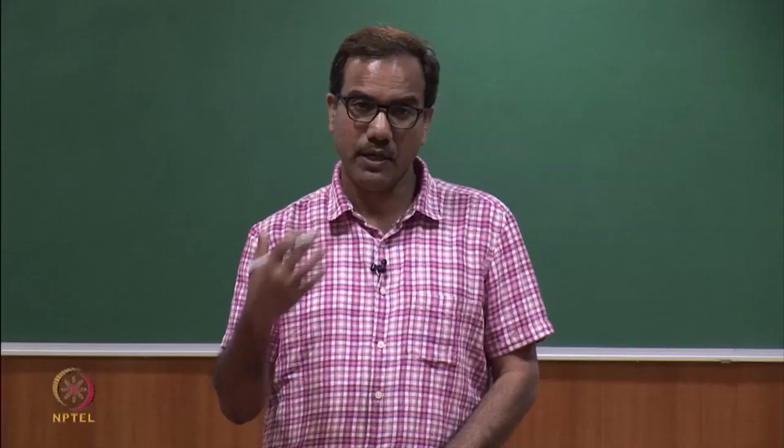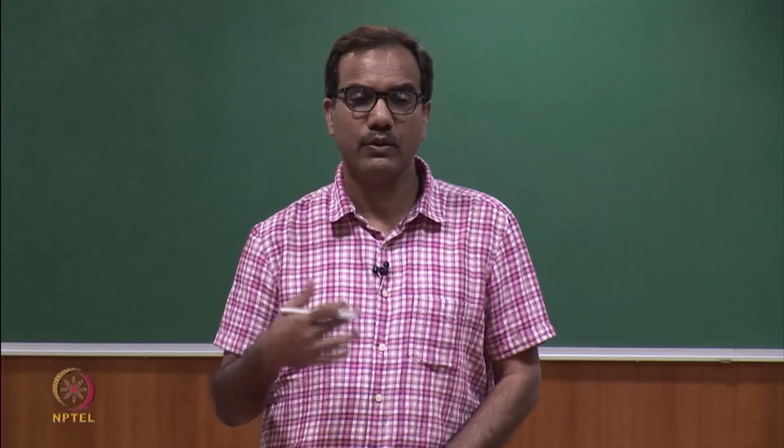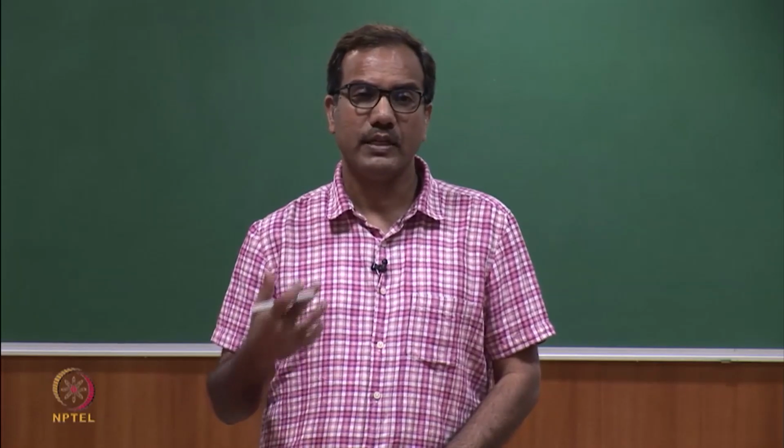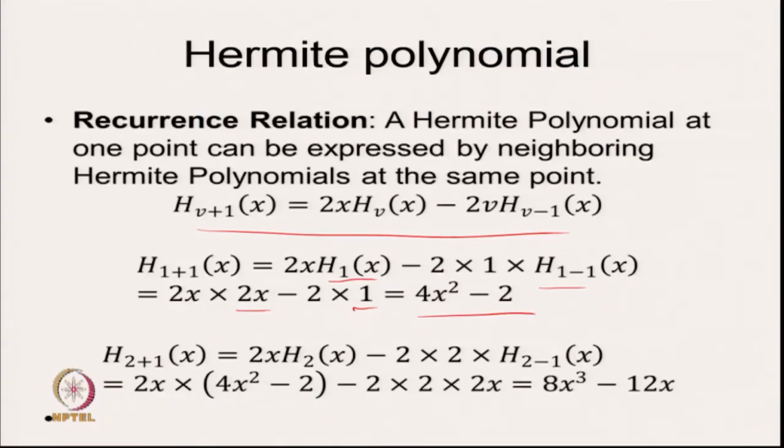Similarly, by using the Hermite polynomial for level 1 and for level 2, you will be able to get the Hermite polynomial for level 3. That is what we have done here: we are calculating the Hermite polynomial for level 3, and this can be expressed in terms of the Hermite polynomials for level 2 and level 1. We know the Hermite polynomial for level 2 is 4x square minus 2 and for level 1 is 2x.